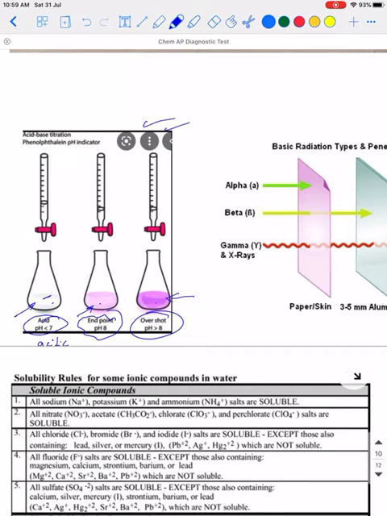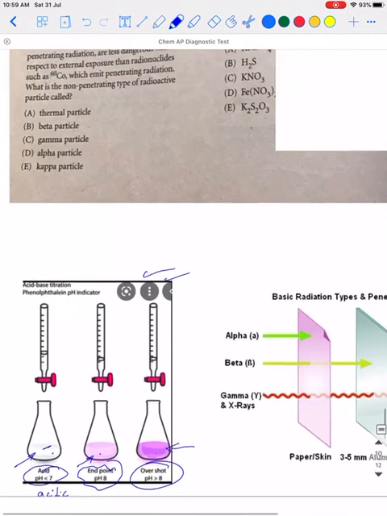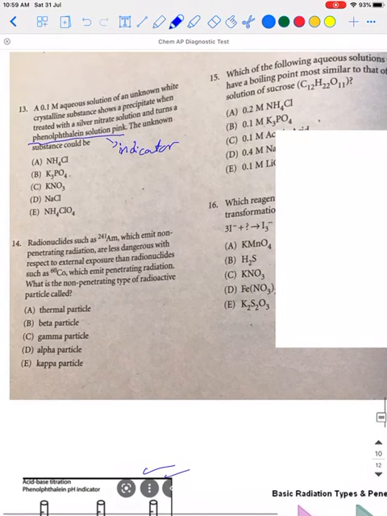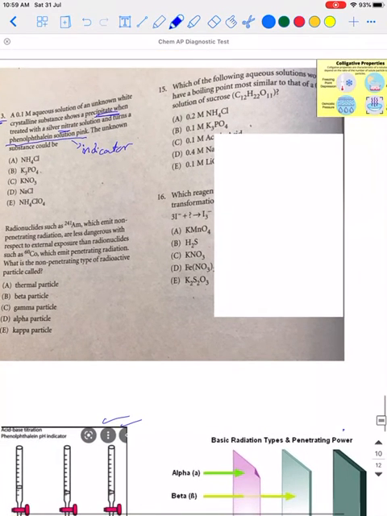An intense pink is an overshoot of the substance added, which makes the solution very basic. So phenolphthalein is colorless in acidic medium while it is pink in basic medium. As you see here in number 13, it makes a precipitate when treated with silver nitrate. This will help me in solving the problem quickly.